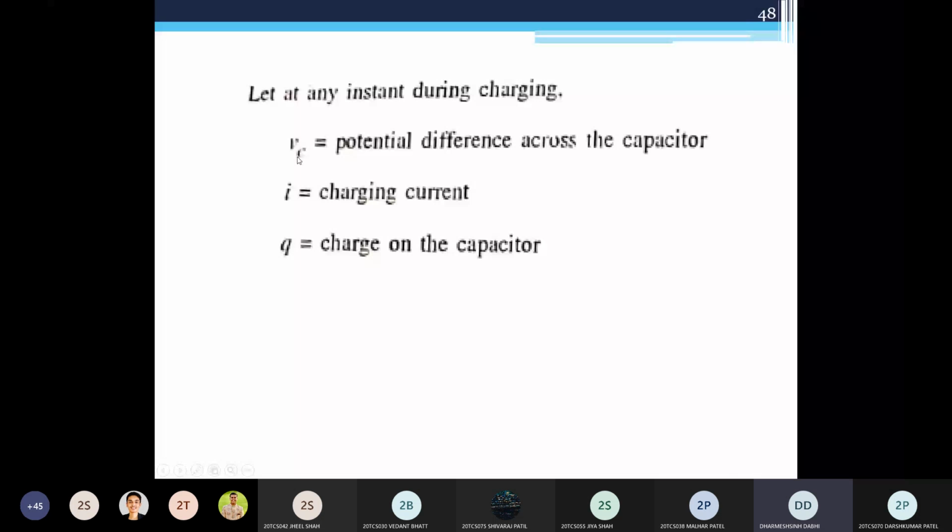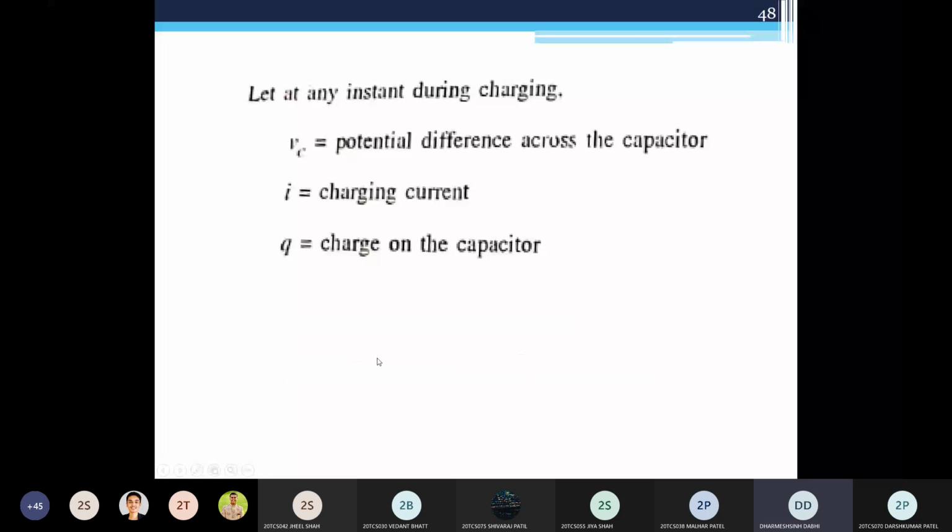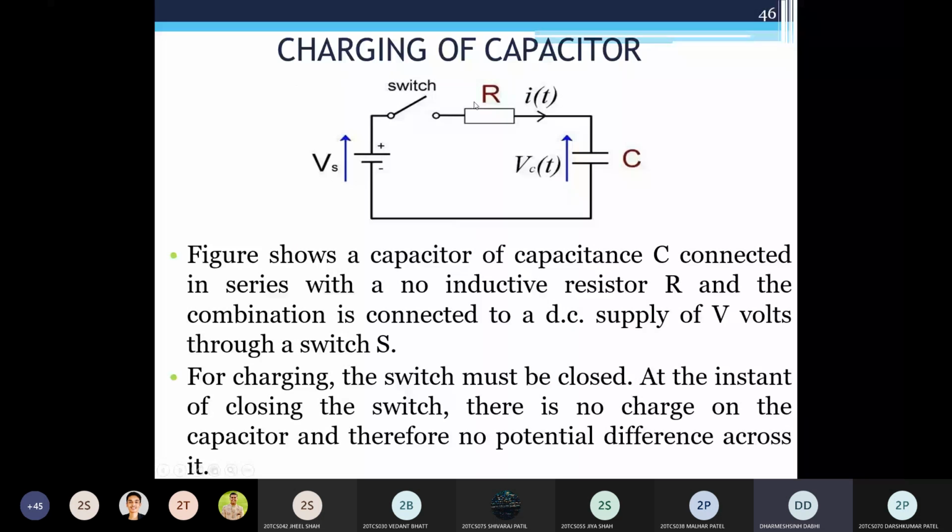Now i is the charging current. q is the charge on the plate of the capacitor. So according to Kirchhoff's second law, that is KVL, applied voltage is equal to what? Voltage drop across the elements. So here applied voltage is what? In this figure, Vs, the supply voltage. Now voltage drop across R and voltage across the capacitor. So Vs is equal to voltage across R and voltage across the capacitor.